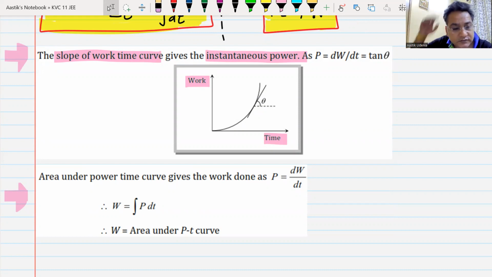This is how we can find out from work done, we can find out power. From power, we can find out the work done. From work done, we can find out change in kinetic energy and so on. Do we understand this? Yes or no? Everyone understands this?